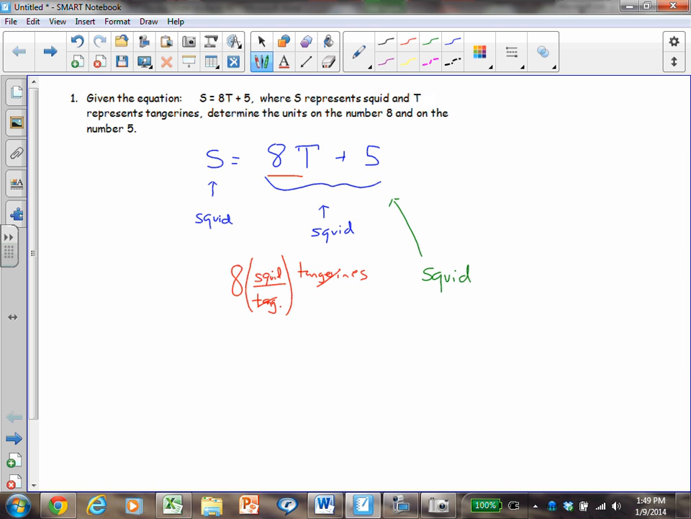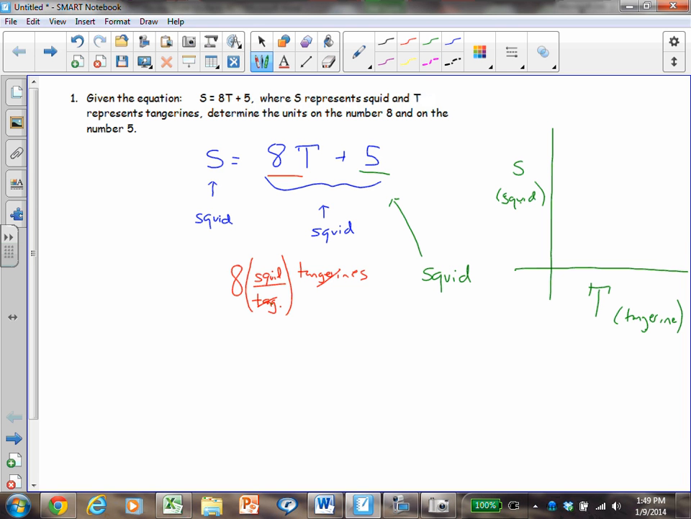So it's like this. It's like you have an axis where S over here is squid and T on the X is tangerine, and like Y equals MX plus B. So 8 is your M, and of course the slope is, how do you calculate a slope? Change in what over what? Y over X, squid over tangerine, right? MX plus B, what is B? Y-intercept, 5 squid, right?